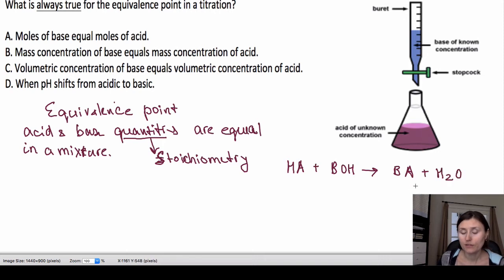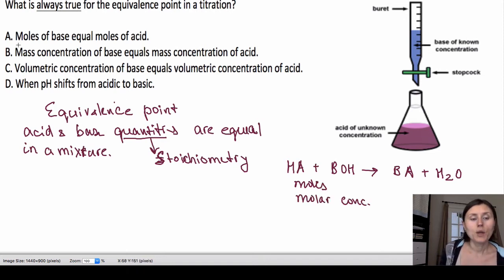This is based on the stoichiometry, which means it's based on the amount of moles, the molar concentrations. Based on that, we can pick our answers. Answer A is moles of base equal to moles of acid. B, mass concentration of base equals mass concentration of acid. C, volumetric concentration of base equals volumetric concentration of acid. Or D, when pH shifts from acidic to basic.